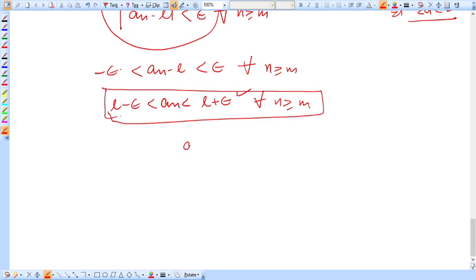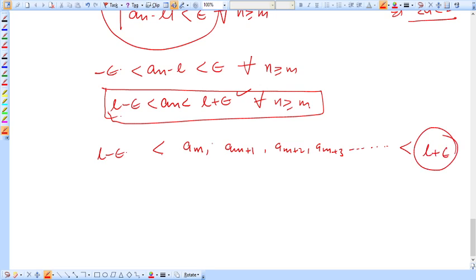What does this inequality mean? It means a_m, a_{m+1}, a_{m+2}, a_{m+3} and so on, all these terms are greater than L - epsilon and lesser than L + epsilon. In this proof we want to show that this is a bounded sequence. So from here we get to know that the terms beyond a_m are bounded by L - epsilon and L + epsilon.